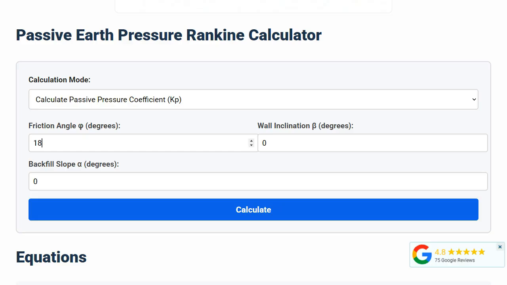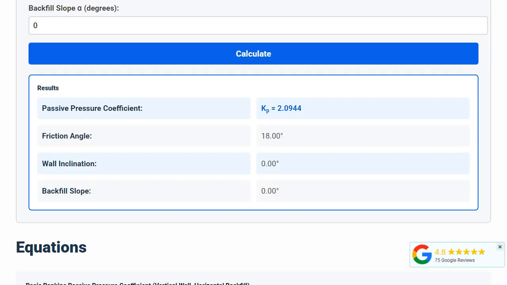Then, input the height of the retaining wall or the depth you're analyzing. Let's enter 3 meters. You may also need to specify any surcharge load on the surface. Once all inputs are entered, click Calculate to see the passive pressure coefficient Kp, the pressure distribution along the wall height, and the total resultant horizontal force acting on the structure.